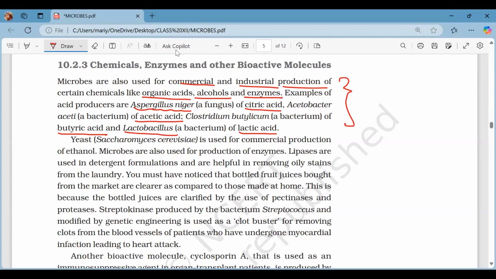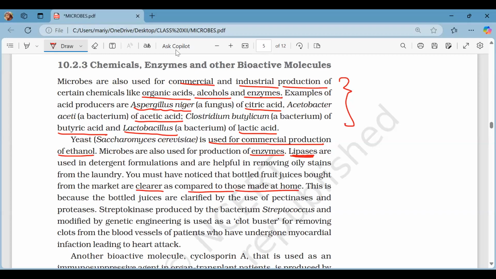Now yeast, which is Saccharomyces cerevisiae, is used for the commercial production of ethanol. This is an alcohol. Microbes are also used for the production of a variety of enzymes like lipase. Lipases are used in detergent formulas, right? They are useful for removing oily stains because they digest the fats. Lipids are digested by the lipase, so the detergent will be able to remove the oil stains from the laundry.